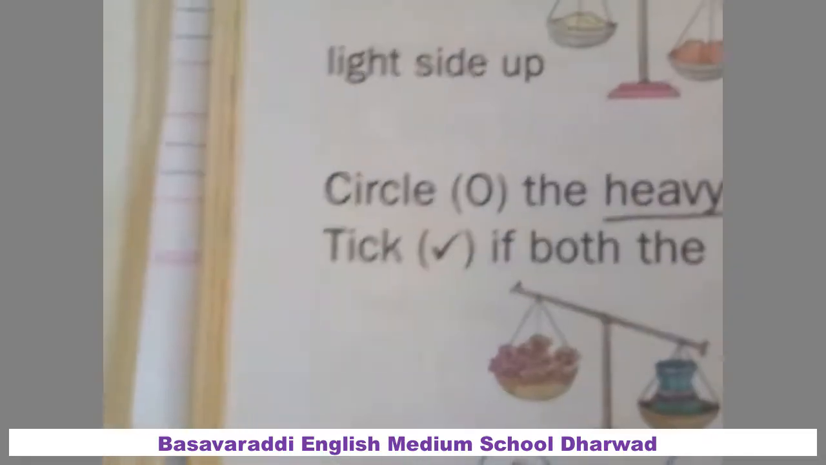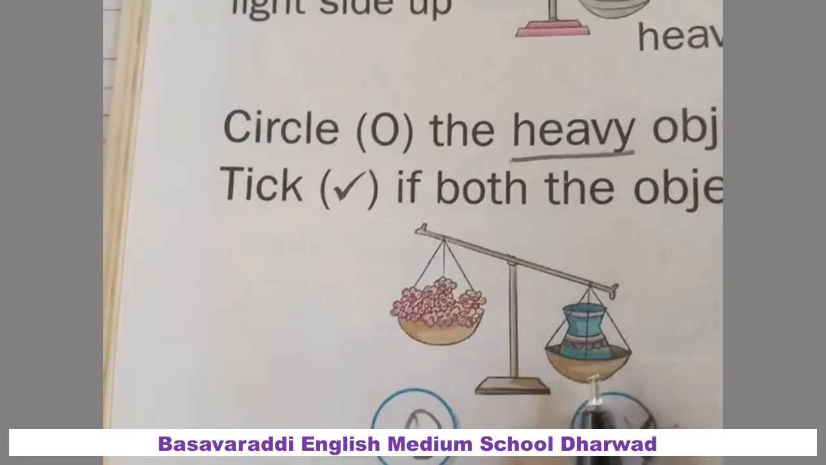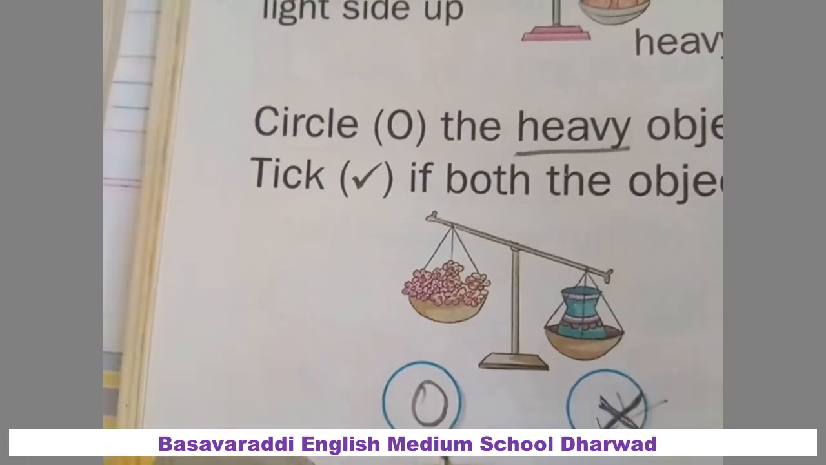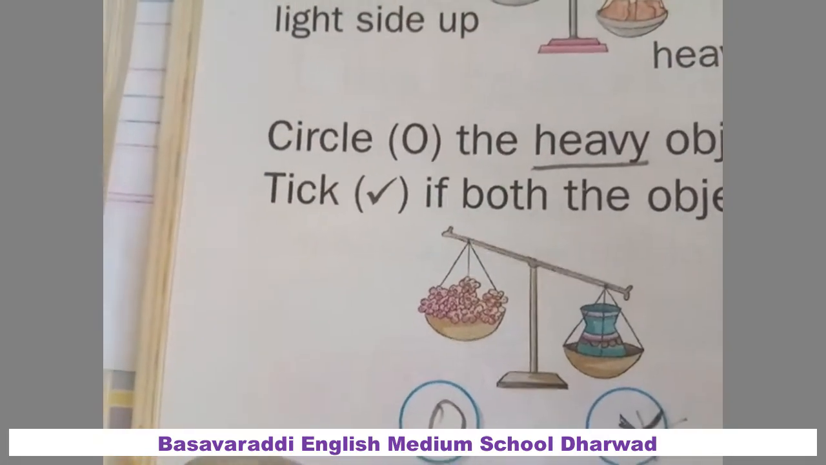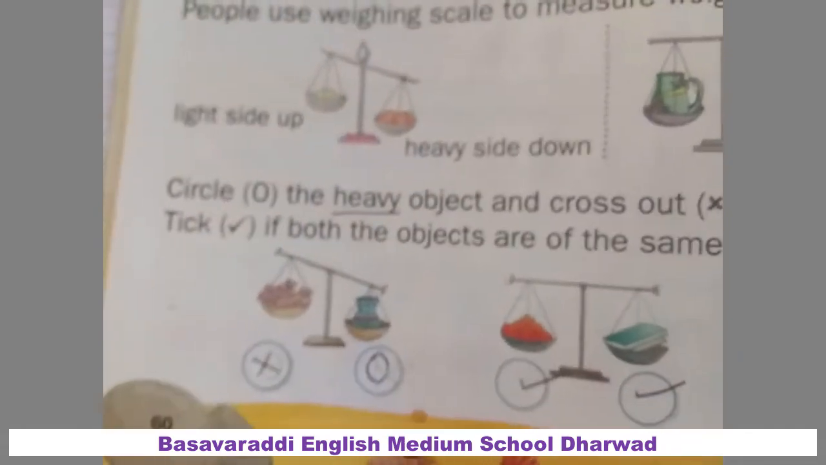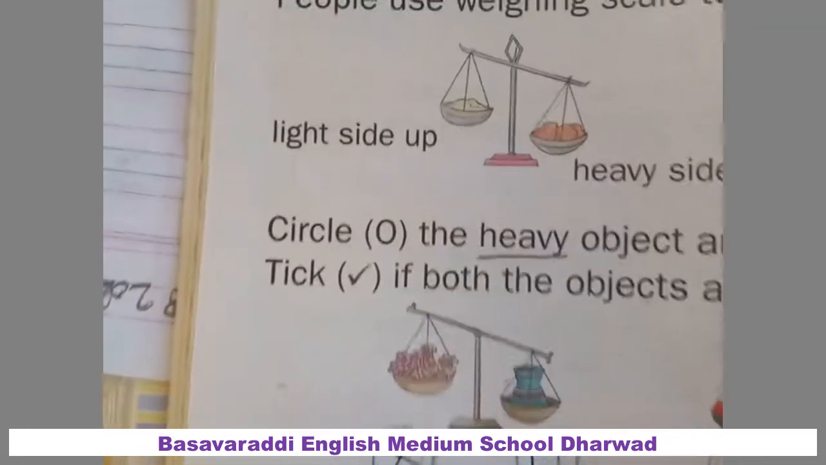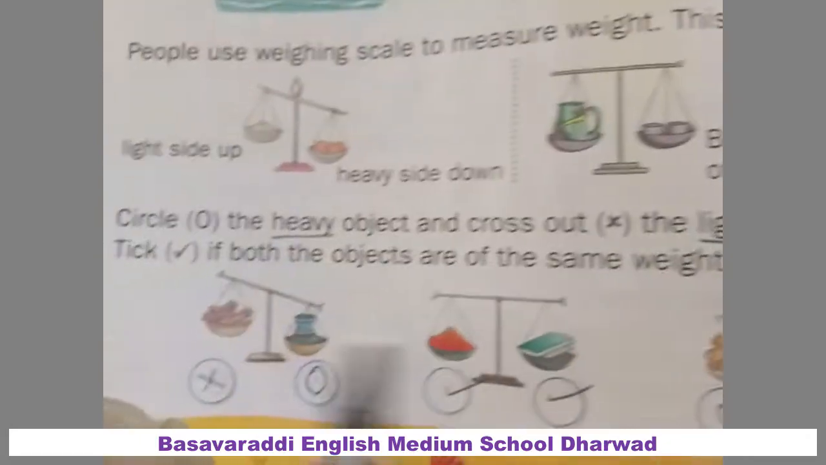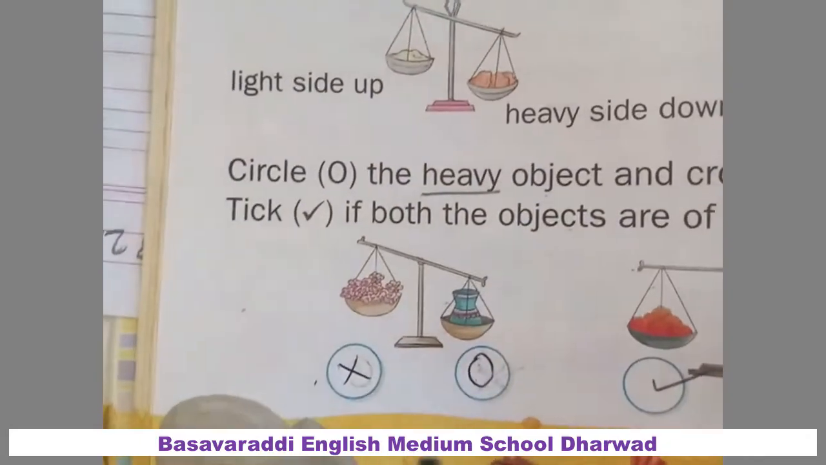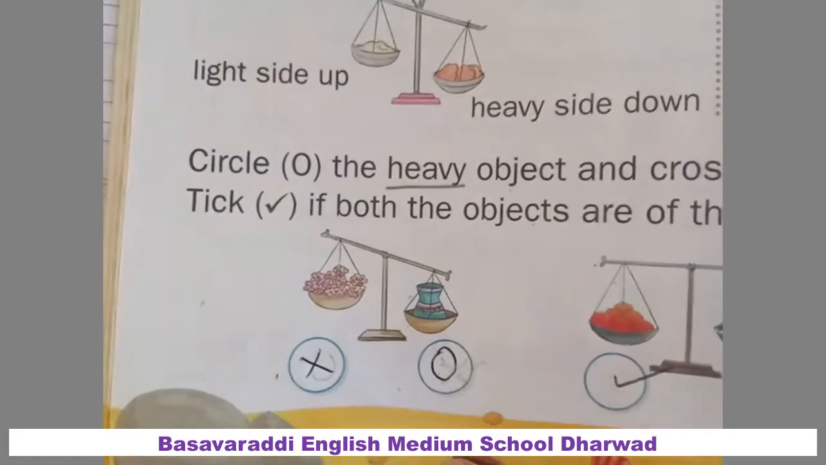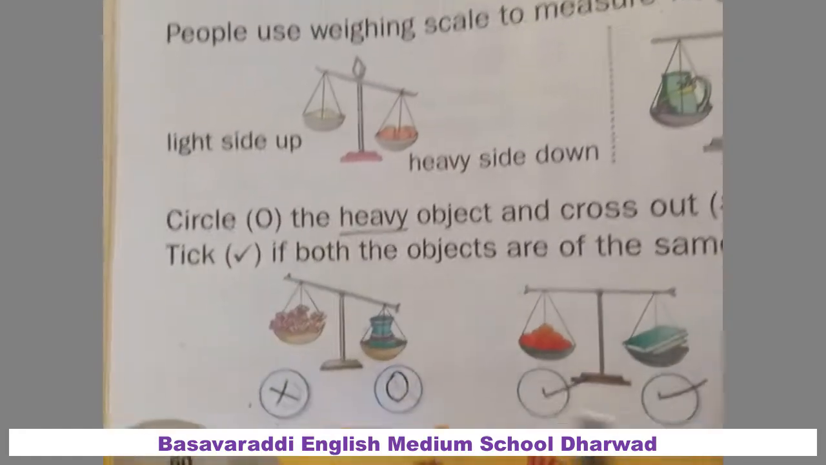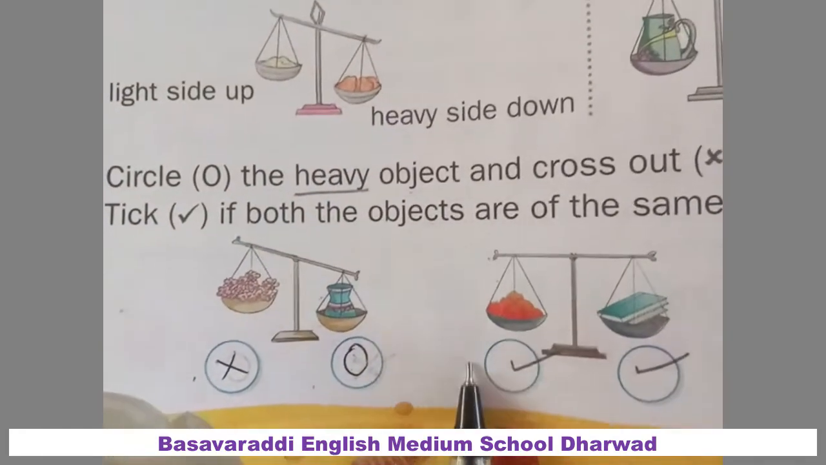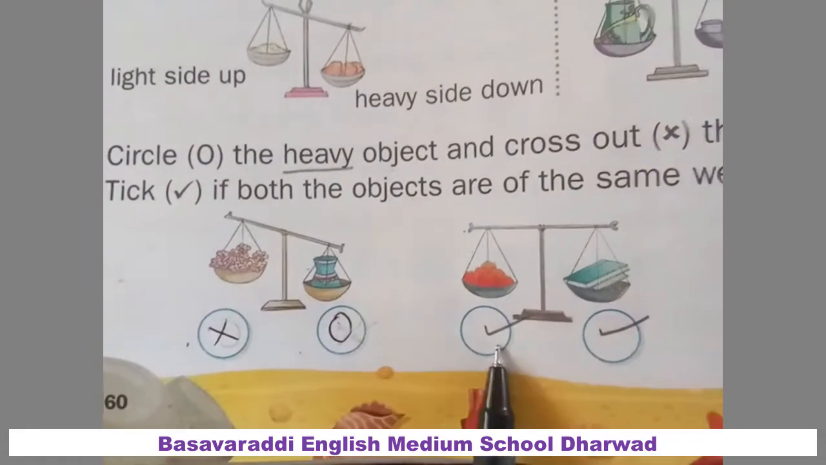Let us see. What is this one? Flowers are here and a jug is there. Which is heavy here? The flower is light. Which is light? We are told to cross it. So lighter is a cross and heavier is a circle. Then here it is an apple and a book. They are the same, both are the same. So you have to tick. That is a right sign.